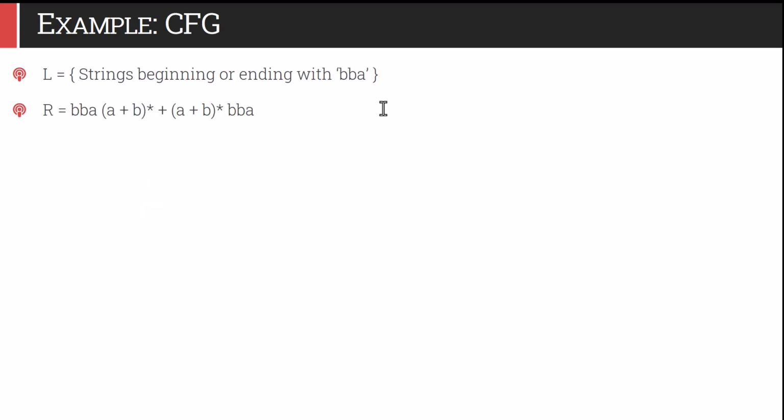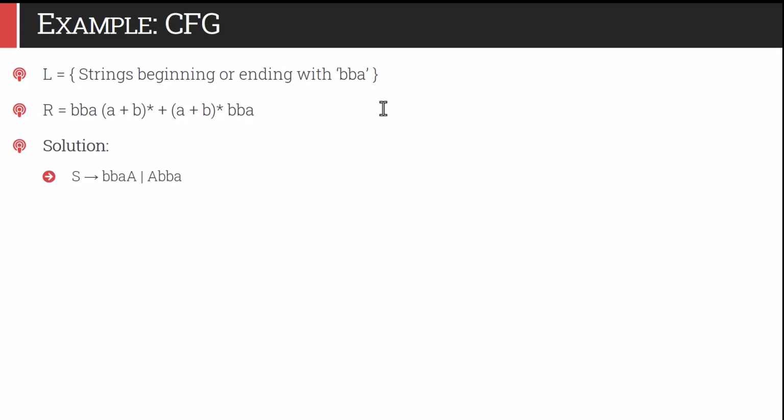Strings beginning or ending with triple BA. So the first half of the RE is showing all the strings which are beginning with triple BA. So the first 3 letters must be triple BA. After that, we can read any combination of A and B, or initially we can read any combination of A and B, and at last we can read triple BA.